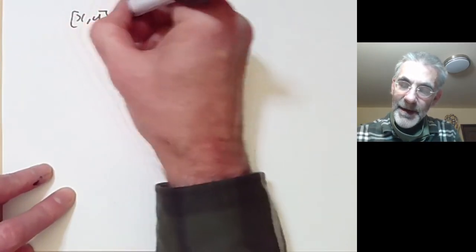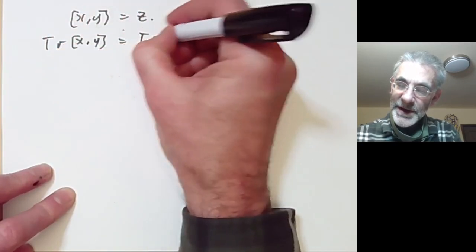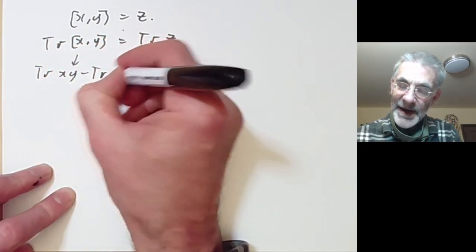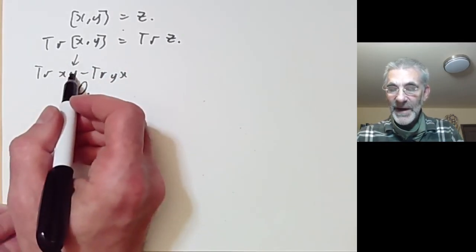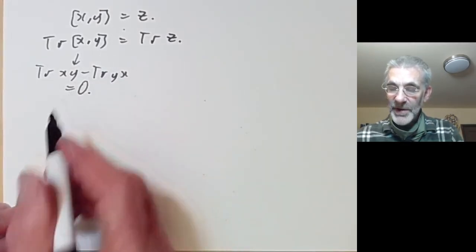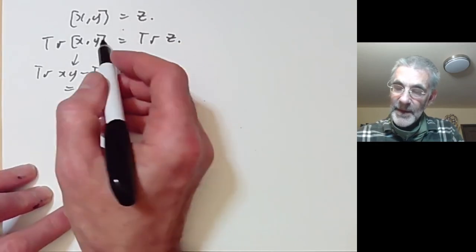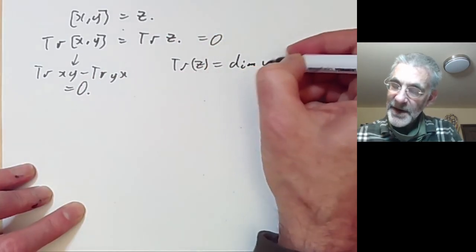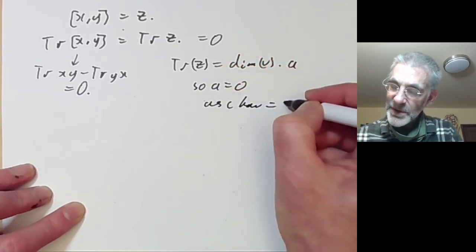And now we use the Lie brackets. We know that the bracket of x and y is equal to z, so the trace of the bracket is equal to the trace of z. Well, this is just the trace of xy minus the trace of yx, which is equal to 0, because you know for matrices, the trace of a product of two matrices doesn't depend on the order of the product. The trace of z must be 0, but the trace of z is just equal to the dimension of V times a. So a equals naught as the characteristic is equal to 0.